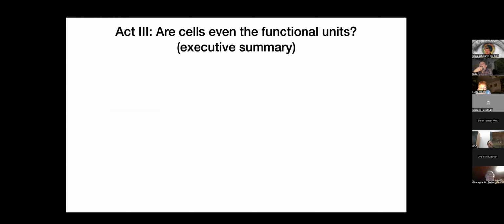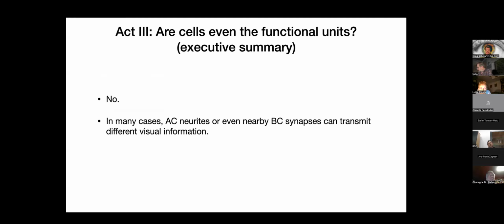So very ongoing, very early in our work on the functional subunits, but executive summary here: are the cells even the functional units when we're talking about amacrine cells? No, they're really not. Pieces of them are. In many cases, amacrine cell neurites or even nearby bipolar synapses tens of microns or 5 microns away can potentially transmit different visual information. So this makes the computational complexity of retinal circuits enormous. And I would argue that this is probably true in most of the rest of the central nervous system too. People just don't necessarily want to think about it yet.